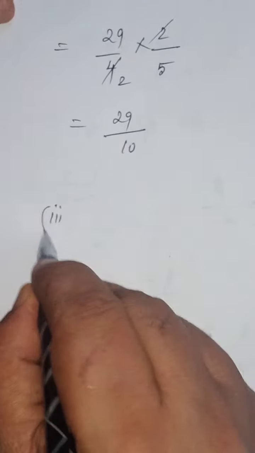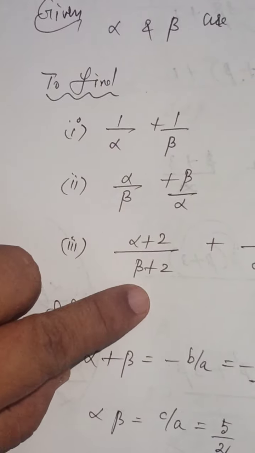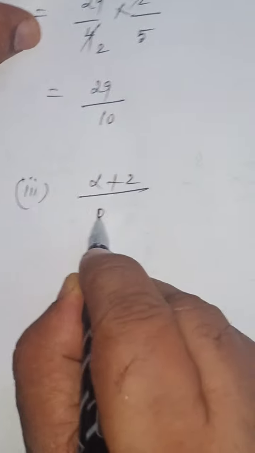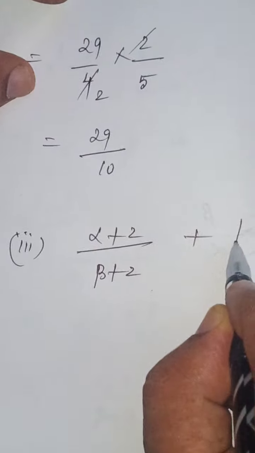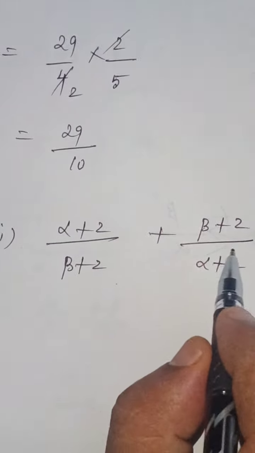Now the last one, subdivision number 3: alpha plus 2 divided by beta plus 2, plus beta plus 2 divided by alpha plus 2.